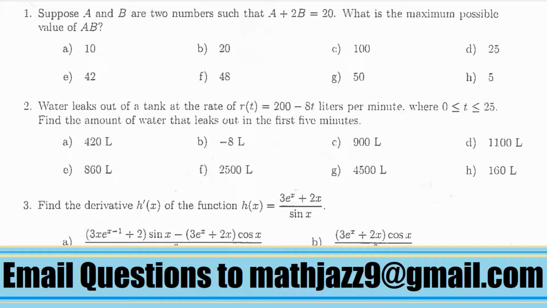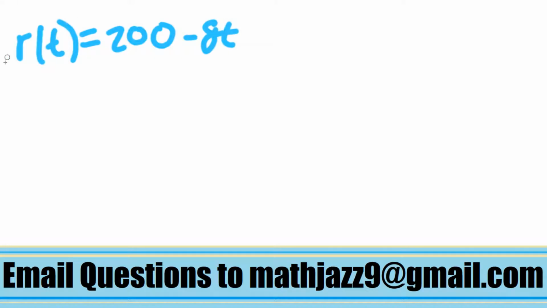We're going to have water leaking out of a tank at a rate of R of t equals 200 minus 8t liters per minute, where t is between 0 and 25 minutes. Find the amount of water that leaks out in the first 5 minutes. Okay, so here is our rate at which our liquid is leaving. We're going to use an integral to figure out the amount of water that leaks in 5 minutes.